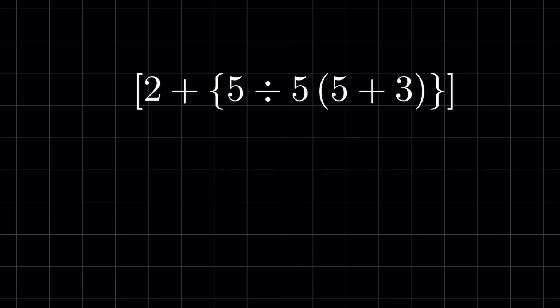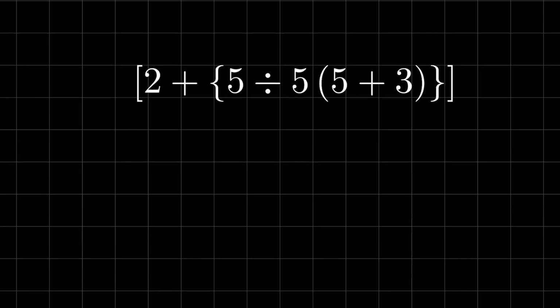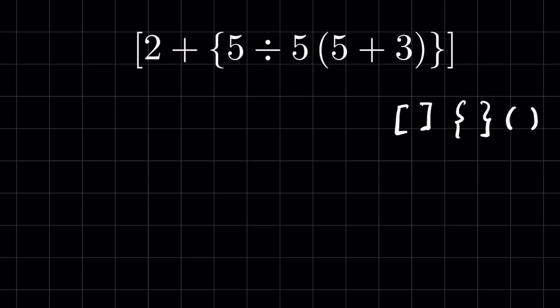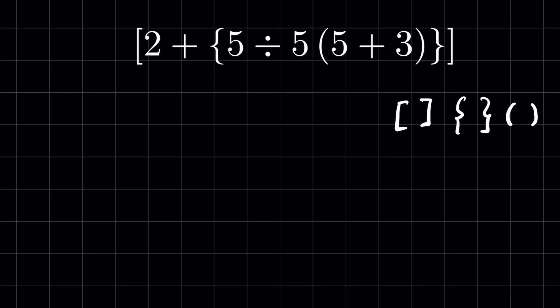[2 + {5 ÷ 5 × (5 + 3)}] closed. So here we have three kinds of bracket. This is called the box bracket or the bigger bracket. This is the curly bracket or the middle bracket, and this is the smaller bracket or parenthesis.